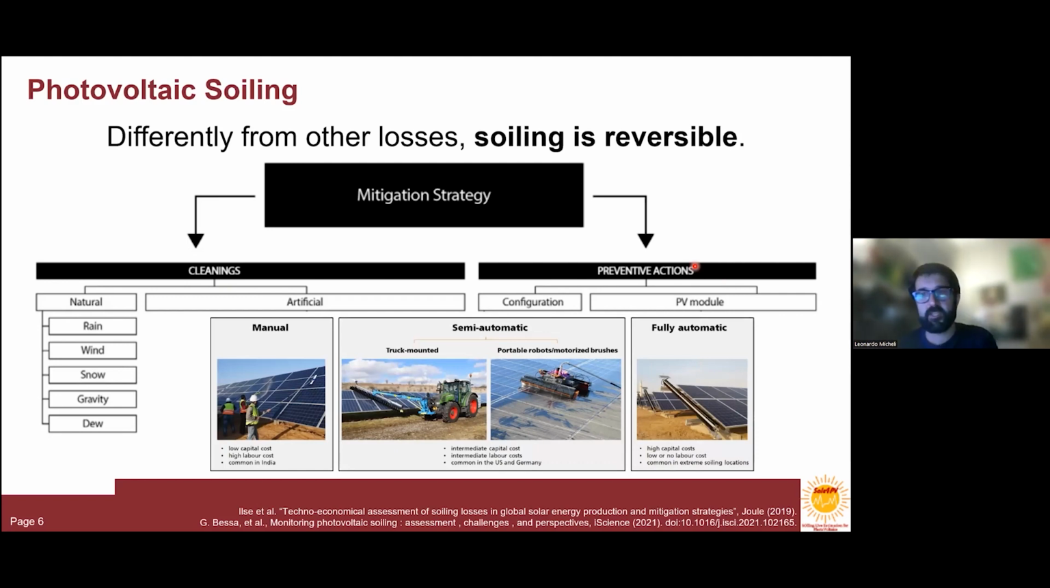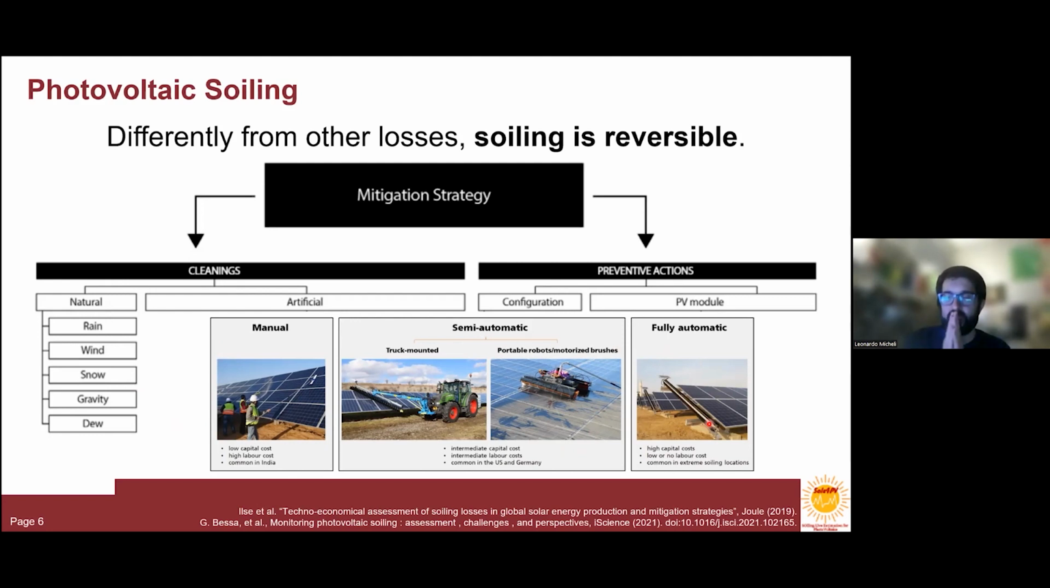Cleanings also have different shapes, and different technologies can be involved. We can go from fully manual cleaning activities up to fully automatic cleanings, especially in areas that have extreme soiling. Nightly cleanings might be performed every night, and if that's the case, we might have robots installed directly on the PV strings that make it possible to clean the PV system every night. So again, different technologies are available for PV cleanings.